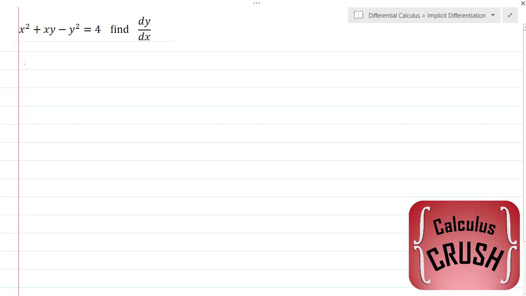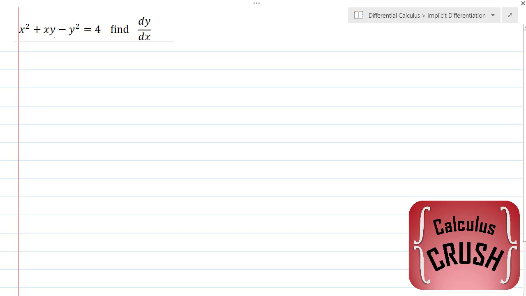Today we're going to be doing an implicit differentiation problem. We've got x squared plus xy minus y squared equals 4, and we're trying to find the derivative of y with respect to x. Now we have to use implicit differentiation because we're not able to isolate y all by itself on one side. It's always going to be mixed up.